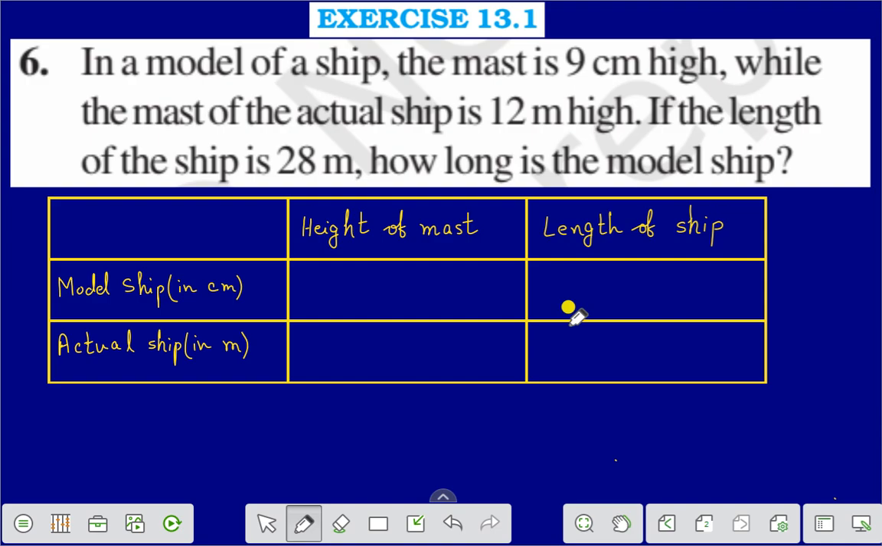Hello everyone. Today we shall discuss exercise 13.1 question number 6.